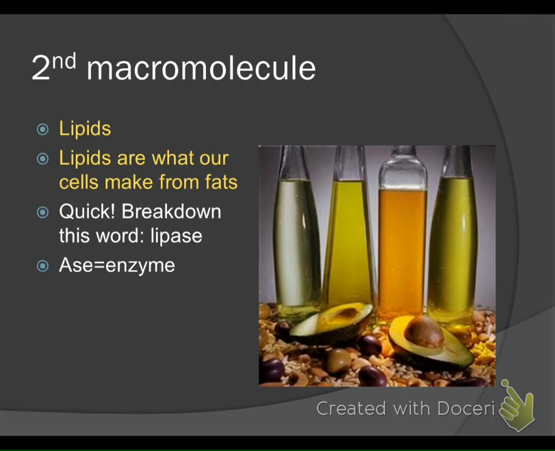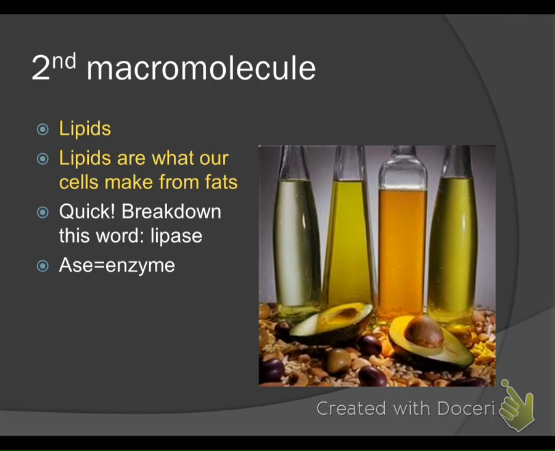Your second macromolecule was lipids. That's what we were talking about yesterday. Lipids are what we make from fat. We eat fat, we break it down into lipids. We actually do use the fat. We need fat in small amounts, but we do need it.